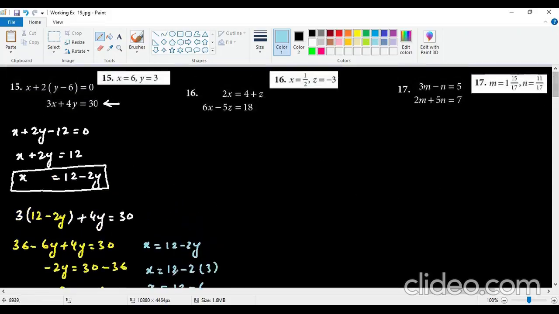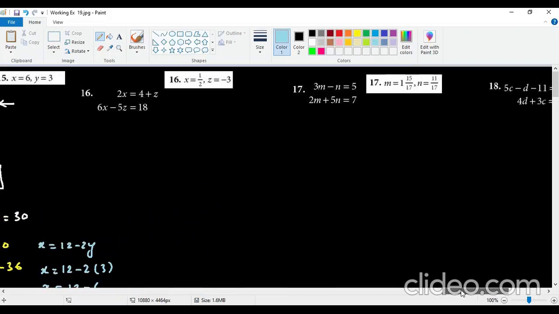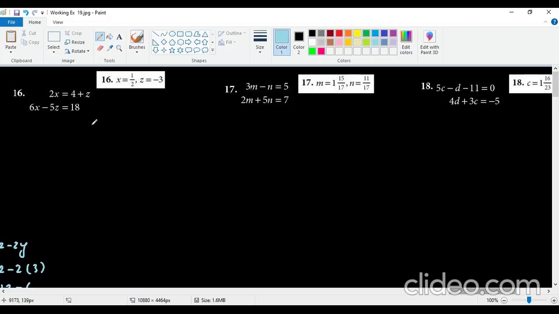Moving on to the next question, which is question number 16. In here it says 2x equals 4 plus z. So I will just rearrange this and say that 2x minus 4 equals z. This is the value of z using the first equation. Using the second equation, it says 6x minus 5 times z. I will use the value of z, which is already taken out, 2x minus 4. So instead of z, I will use the value of z.